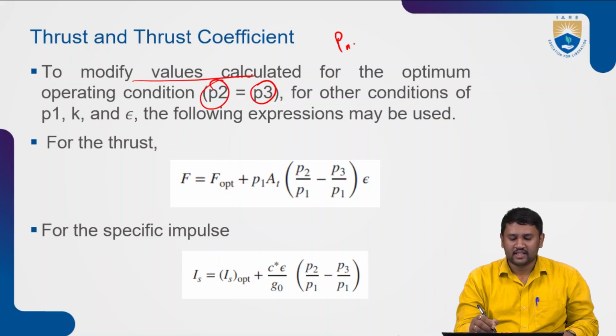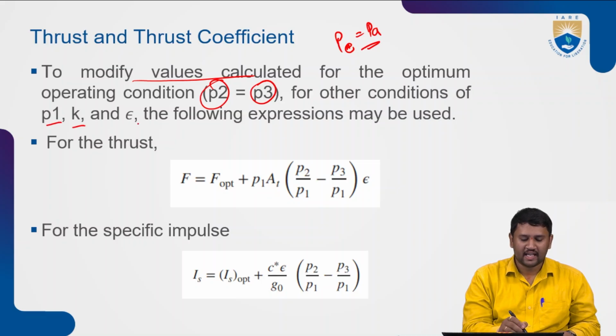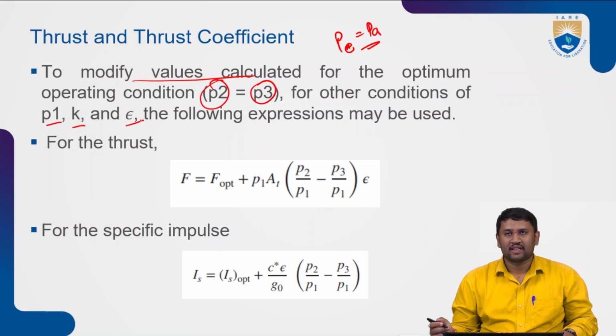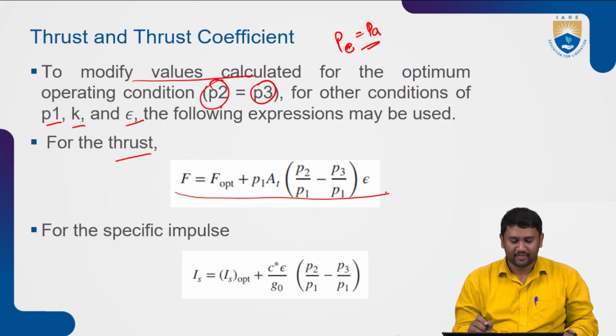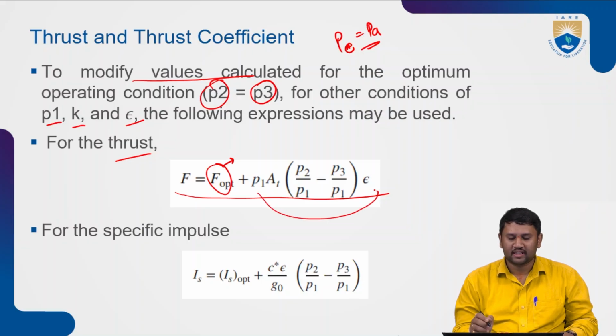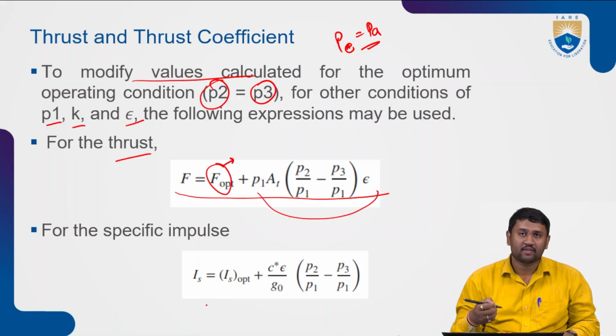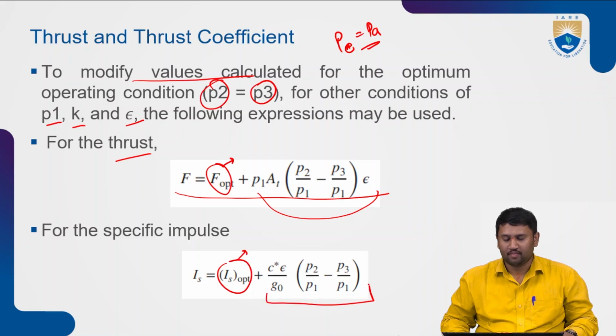And to modify the values calculated for an operating condition, that is P2 equals P3, or P at the nozzle exit equals P of ambient, and for other conditions, P1, K as well as epsilon can be used. The thrust can be rewritten in this form, where F optimum is the optimal thrust related to the pressure differential, and similarly to get the optimal specific impulse, a value of this pressure component is used.